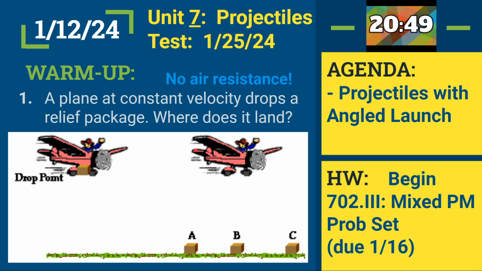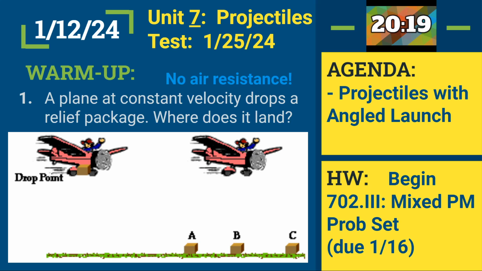So we'll have some notes going over just the concepts related to that, some graphs, and then we'll get into a math example calculation. But you will have more of those in your homework assignment, 702.3 Mixed Projectile Motion Problem Set. I'm going to strongly encourage you to start that assignment today. It is not due today, though. It is due on Tuesday of next week. As a reminder, you do not have school on Monday. So that will be due on Tuesday.